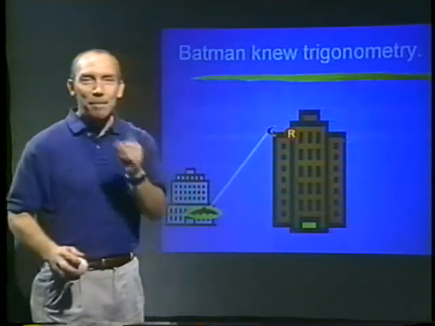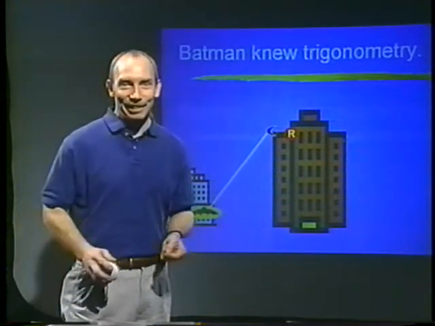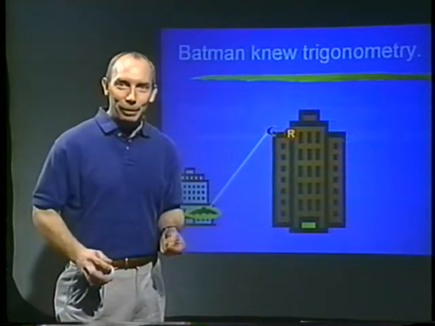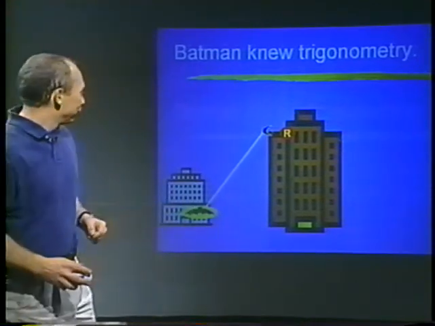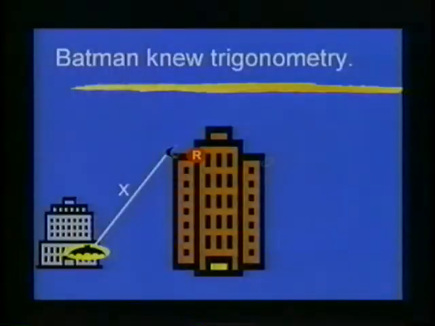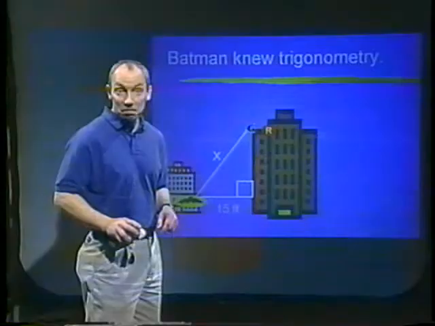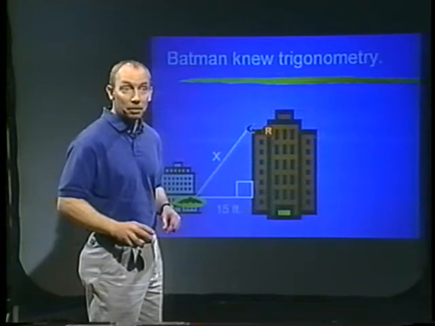Batman knew trigonometry. And what do you mean he knew trigonometry? Well, here's the deal, okay? He knew he needed this distance to measure off his rope, so he'd hit it right on the first try, okay? And he also knew that the distance between two buildings is always 15 feet, okay? That's a standard, okay? So he knew that.